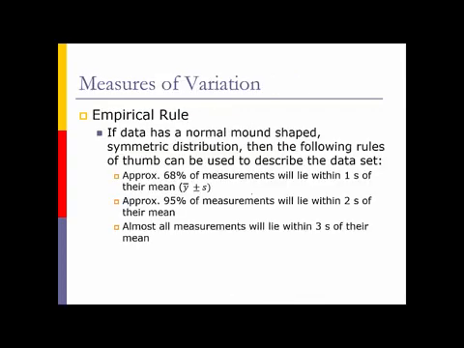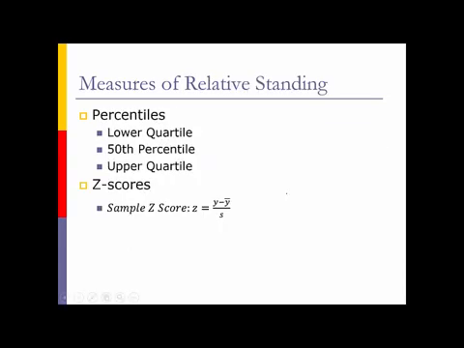In terms of where our data points should fall within those distributions, if we're looking at a normal distribution, we should probably have 68% of those data points within one standard deviation, 95% within two, and then almost all of the data points should be within 3 standard deviations. Another nice way to look at how to describe our data is using percentiles. The lower quartile is the 25th percentile, the 50th percentile, and then the upper quartile is the 75th percentile. So you can use those to describe your data.